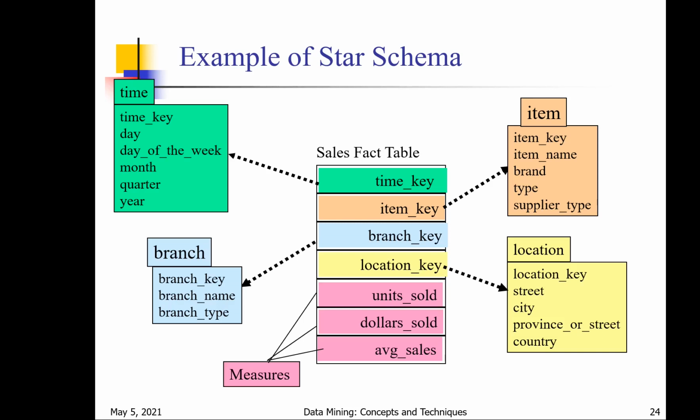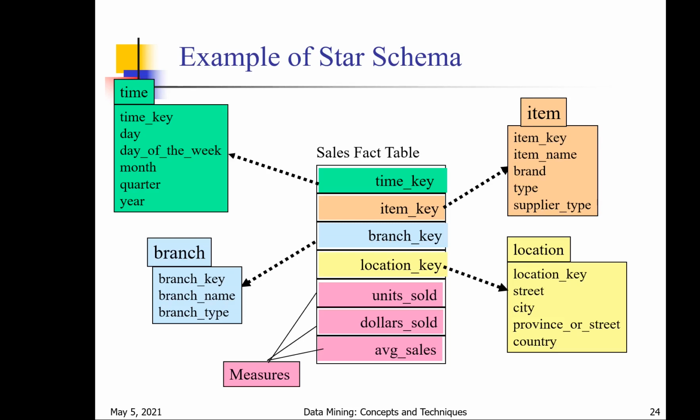Why these measures? Because sales can be measured by units sold, the number of items sold, dollars sold, and next, the average of sales we can get. These are the measures for the sales. Next, the dimensions: time, item, branch, location. Here time key is the foreign key in the sales fact table. Item key, branch key, location key are also the same as time key. These are also foreign keys in the sales fact table.